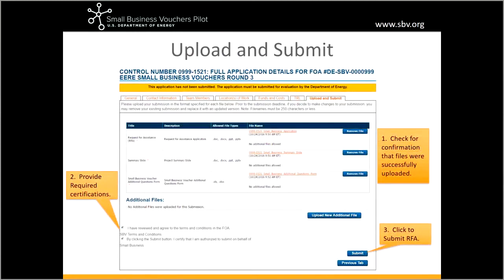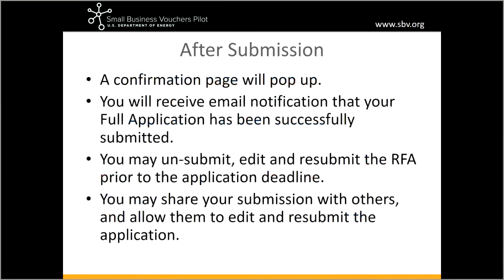I went through the exercise, and this is what it looks like after you've uploaded. It will give you the file name for each of the ones that you uploaded, which verifies that they're there. Then you click over here to indicate that you have agreed to the terms and conditions of the FOA, and then you certify that you are authorized to submit on behalf of the small business. We need check marks on both of those, and then you click submit.